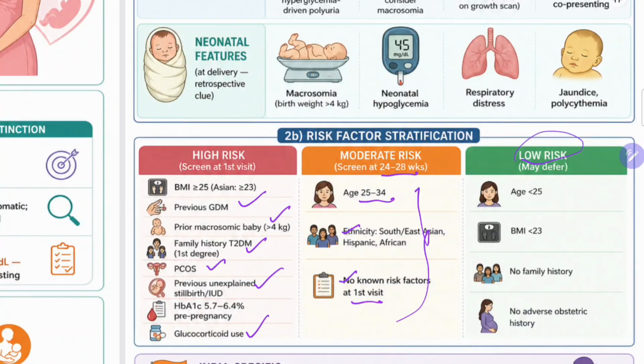So low risk means she is very young, less than 25 years of age, BMI less than 23, a thin lady, no family history and no adverse obstetric history, no previous adverse pregnancy history, and her age and weight are very important. So age less than 25 years and BMI less than 23, so no need to screen. Actually these are low risk females. So early females less than 25 years of age, BMI less than 23, no family history, no previous adverse obstetric history.